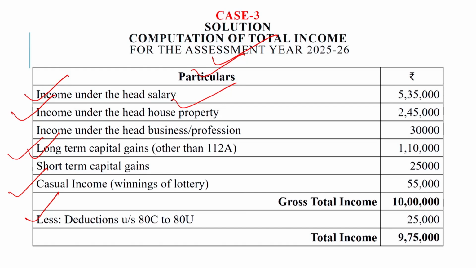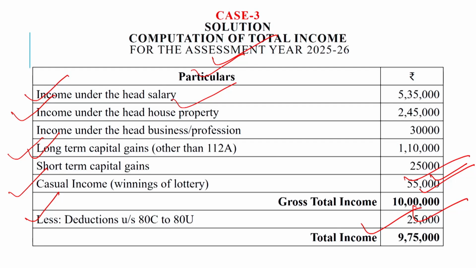Income from the salary head, house property head, business profession head, capital gain head and other sources are all given. So in this question, the income of the 5 heads is given. After including the 5 heads, the gross total income arrives at 10 lakhs. Deduction under sections 80C to 80U of 25,000 is also given. After deducting 25,000, the resulting figure is called the total income. Total income is 9,75,000.